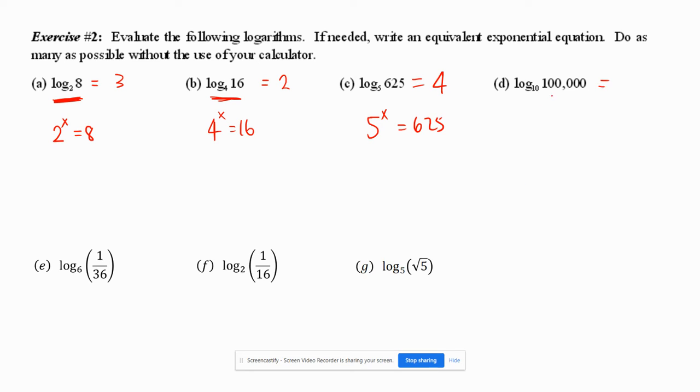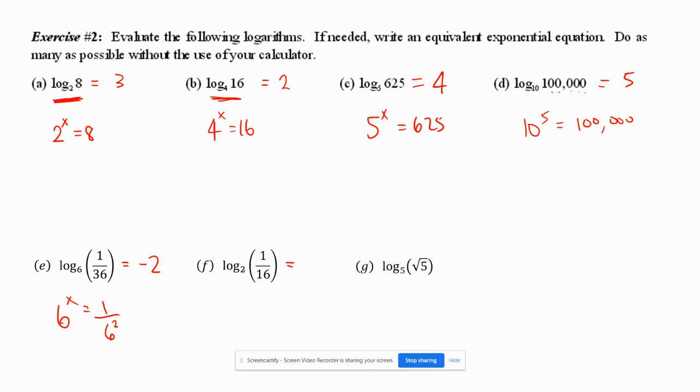This one, just count the zeros. If it's log base 10, we have 1, 2, 3, 4, 5. So that's going to tell you what it's equal to. 10 to the 5th is equal to 100,000. Okay, this one's a little bit harder. 6 to the what power is 1 over 36. And we can rewrite this as 6 squared. So that kind of tells you it's negative 2. Remember, negative exponents give us reciprocals.